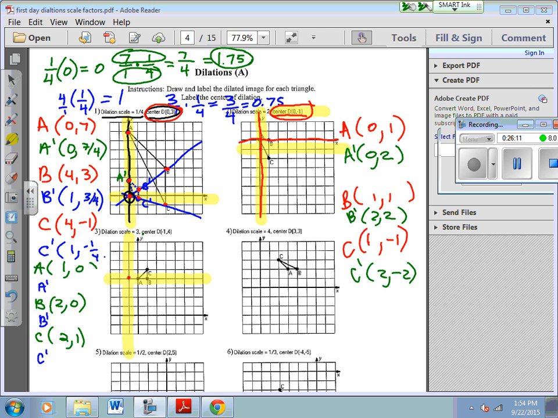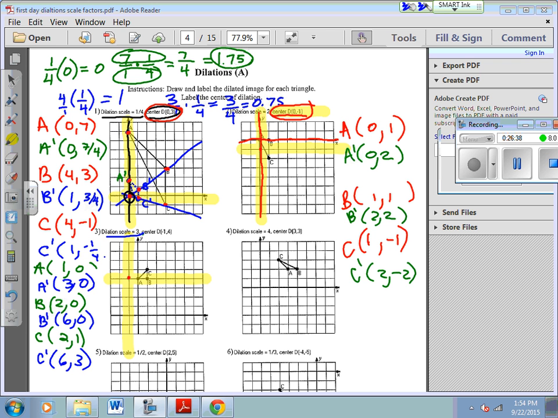All right, let's get the coordinates for A prime for number 3. 3, 0. Scale factor is 3, so you're multiplying by 3. How about B prime? 6, 0. And C prime? 6, 3. 6, 3. Yeah?